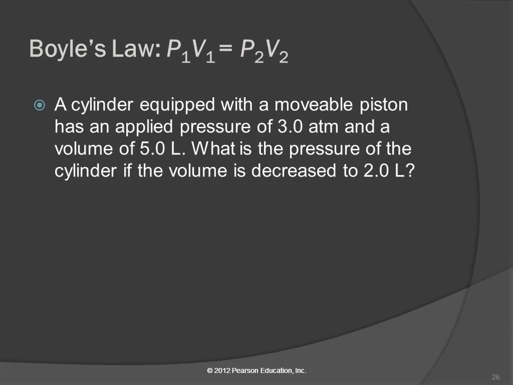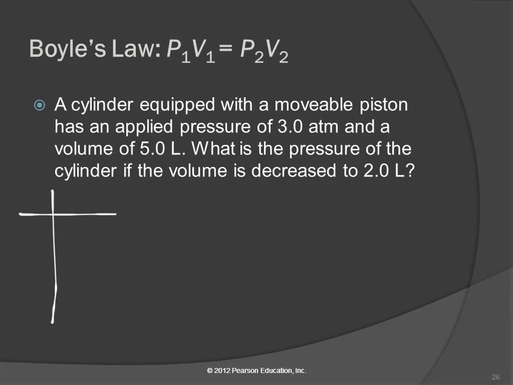So the first thing to do is always to read the question all the way through. A cylinder equipped with a movable piston has an applied pressure of 3 atmospheres, a volume of 5.0 liters. What is the pressure of the cylinder if the volume is decreased to 2.0 liters? So we're going to make a table.